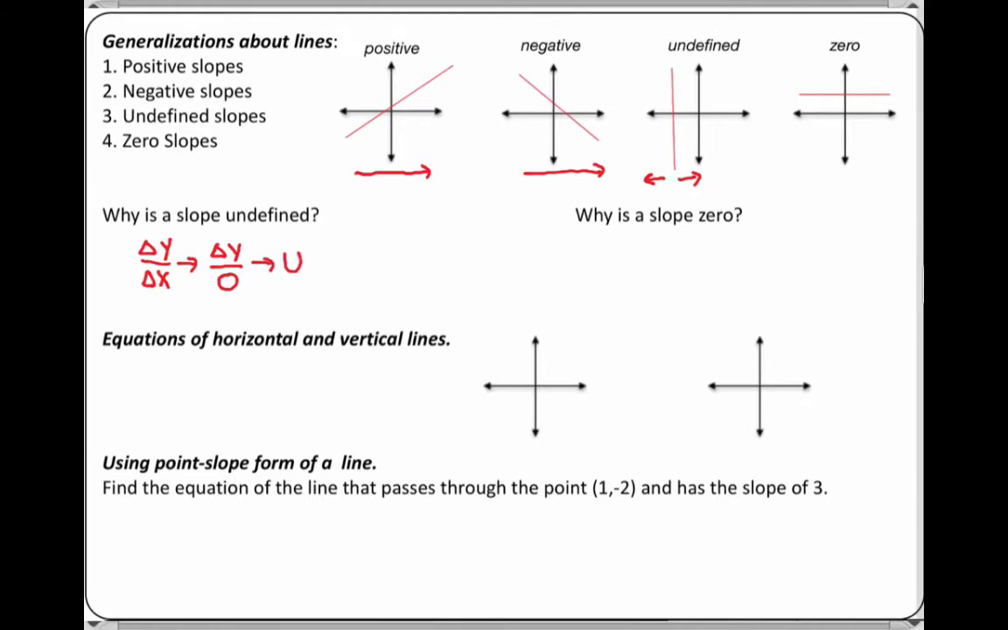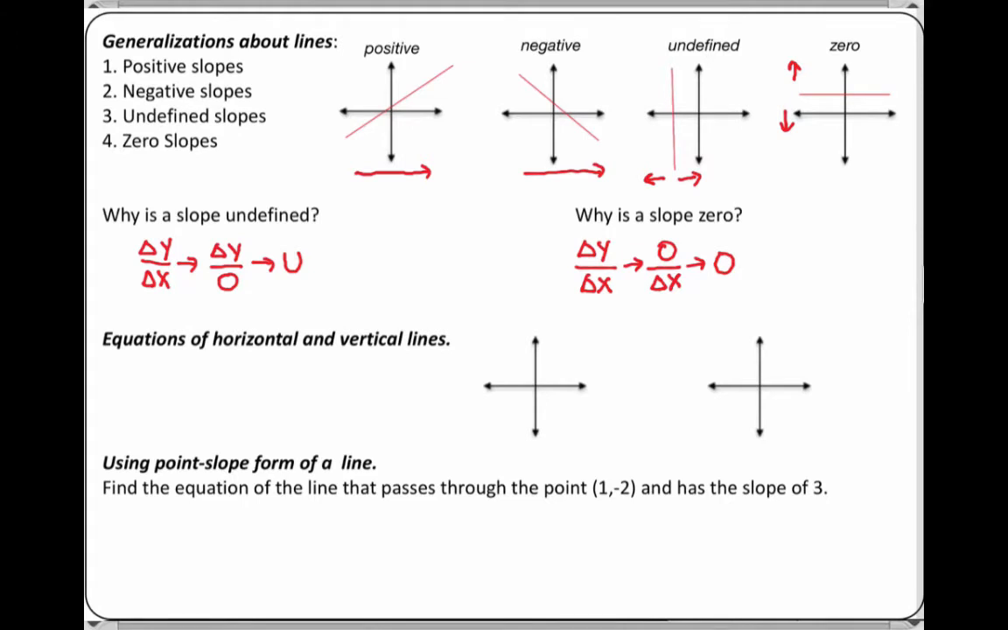And likewise, we're not changing in y at all with a 0 slope. Okay, and so if we had change in y over change in x, we're not changing at all in the y direction. So we'd have 0 divided by the change in x, and 0 divided by something is always going to give us 0. So those are the reasons why the vertical line is going to have an undefined slope and a horizontal line is going to have a 0 slope.